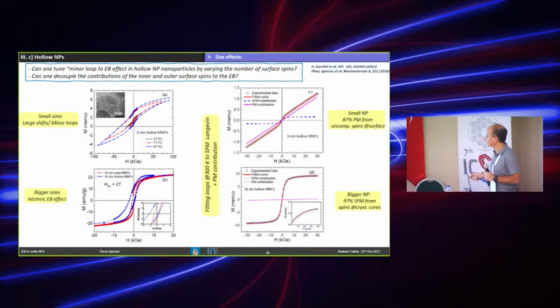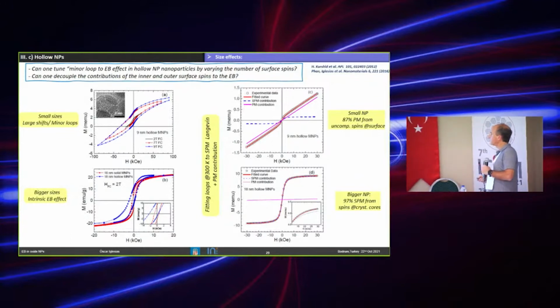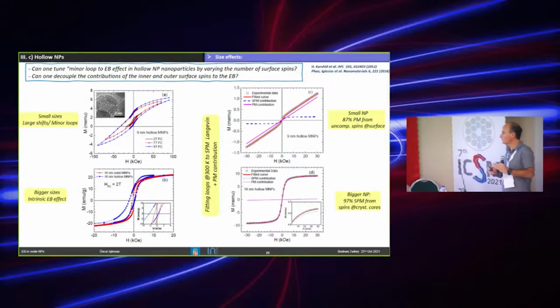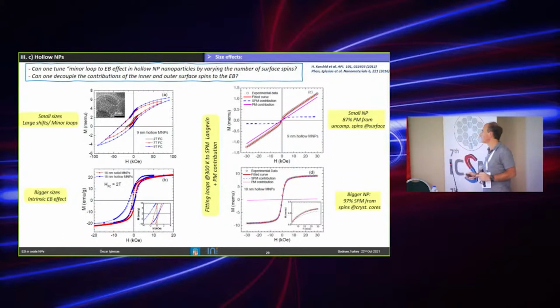And the nice thing is that by fitting these loops at high temperature to two contributions, one coming from a superparamagnetic Langevin and the other one coming from a paramagnetic phase, which would correspond to the influence of the surface disrupted spins, you can fit and decouple both contributions. And what you see here is that for small nanoparticles, what dominates is the paramagnetic contribution. So what dominates is the uncompensated spins at the surface. And therefore, we don't have a genuine exchange bias.